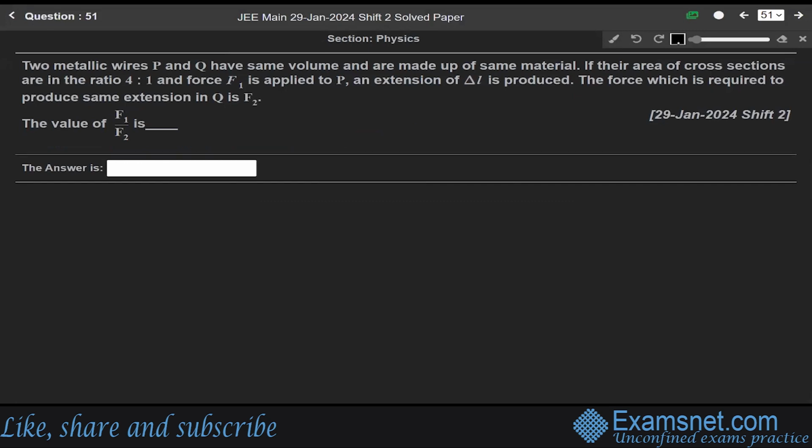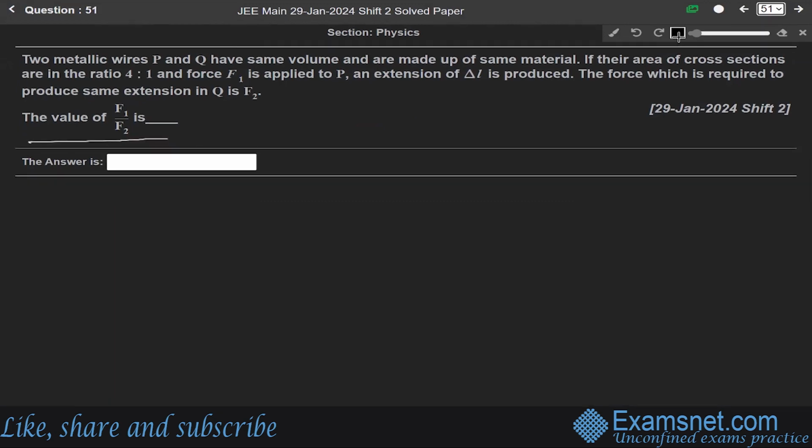So students, the next question is 51. According to this question, two metallic wires P and Q have the same volume and are made of the same material. If their areas of cross section are in the ratio 4:1 and force F1 is applied to P, an extension of delta L is produced. The force required to produce the same extension in Q is F2. We have to find the value of F1 over F2. So this question is from the chapter of properties of solids and liquids.